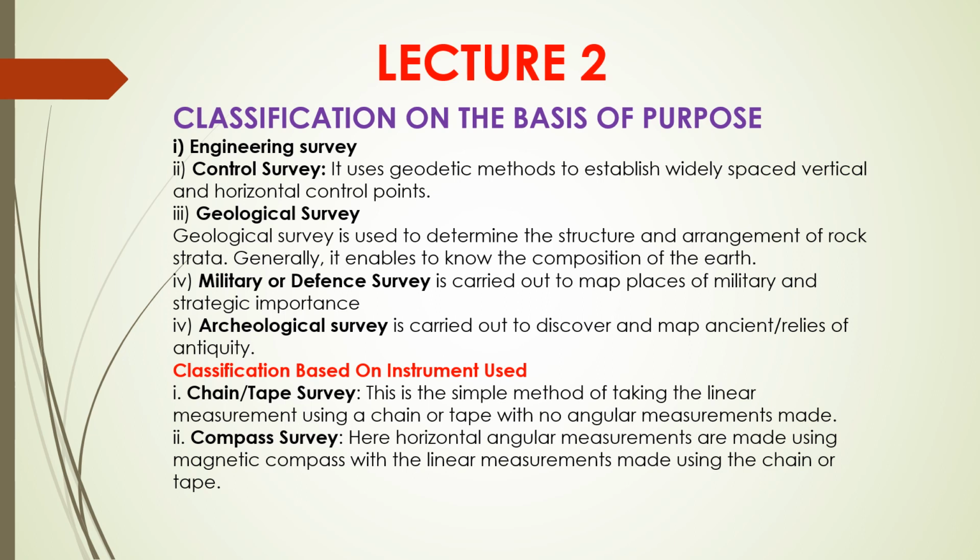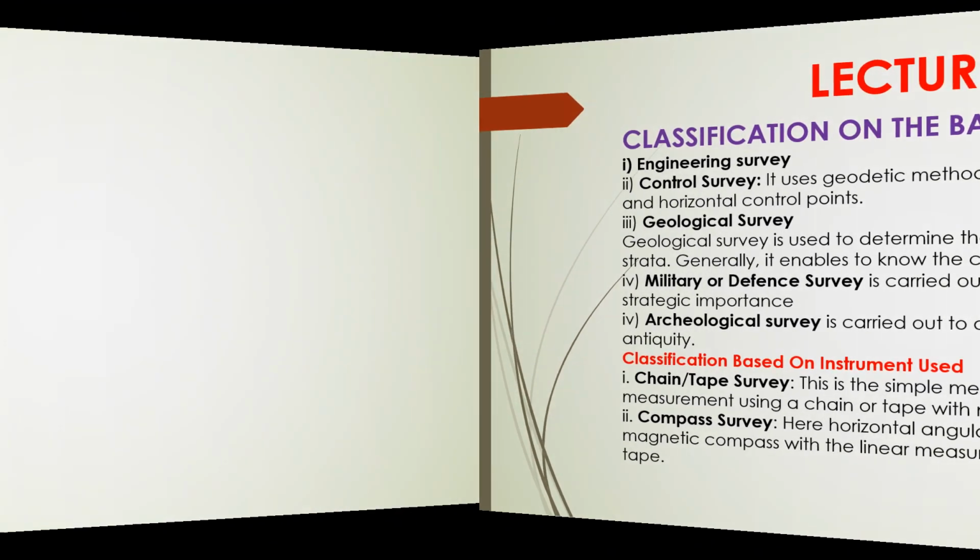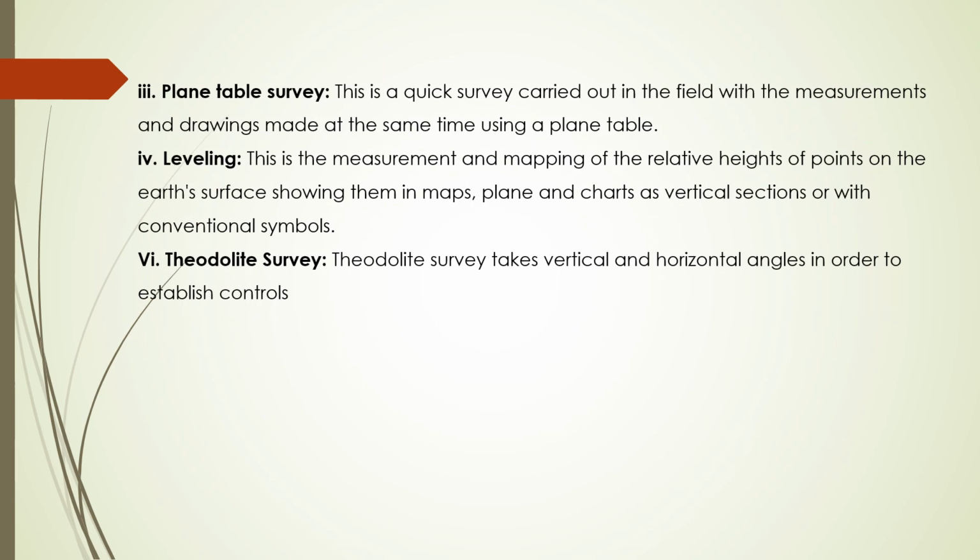On plane table survey, this is a quick survey carried out in the field with the measurements and drawing made at the same time using a plane table. On leveling, this is the measurement and mapping of the relative heights of points on the earth's surface, showing them in maps, plans, or charts as vertical sections or with conventional symbols. The last one is theodolite survey. The theodolite survey takes the vertical and horizontal angles in order to establish controls.